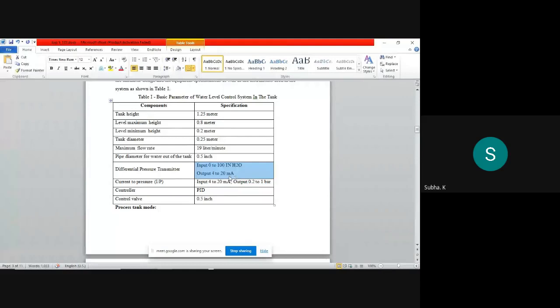Come on, what is the range? 4 milliampere to 20 milliampere. So the input, in bar or whatever it may be, is pressure 0 to 100 bar, and the water level will be converted to an electrical signal, that is current, 4 to 20 milliampere. That is the work of what component in the control design? What component is this indicating? Differential pressure transmitter. That is the level transmitter, LT.